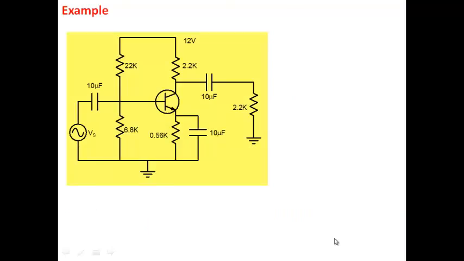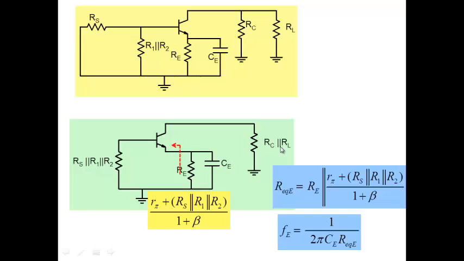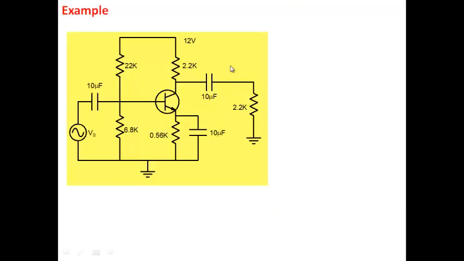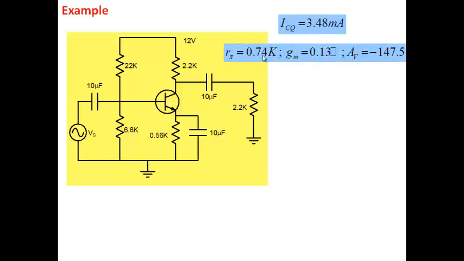So I have now three frequencies. And if one of them is dominant, then I'm fine. I just choose the dominant one. If not, then we add them up. So let's look at this particular example here. We've chosen 10, 10, 10. All right, so ICQ is 3.48. R pi, do the calculation, 0.74. GM is 0.13. AV is 147.5. If I calculate due to this capacitor, it comes out to be 24.4. If I calculate due to this capacitor, 3.6 hertz.